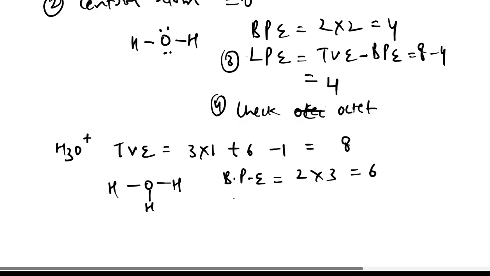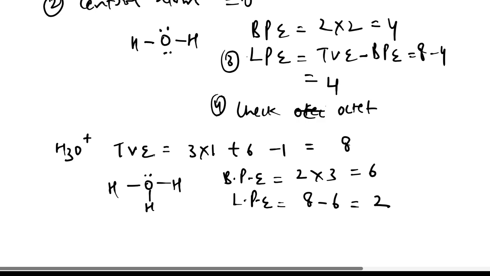How about the lone pair electrons? The lone pair electrons would be 8 minus 6, that is 2. So what we have to do is assign this lone pair to these atoms. Hydrogen cannot have the lone pair, so we will assign this to oxygen. And the last step is to check the octet. Each and every hydrogen has a complete, not the octet, the condition is maximum 2 electrons, so each and every hydrogen has 2 electrons. And what about the oxygen? It has 1, 2, 3, 4, 5, 6, 7, 8, so its octet is also complete. So this is the structure of the hydronium.